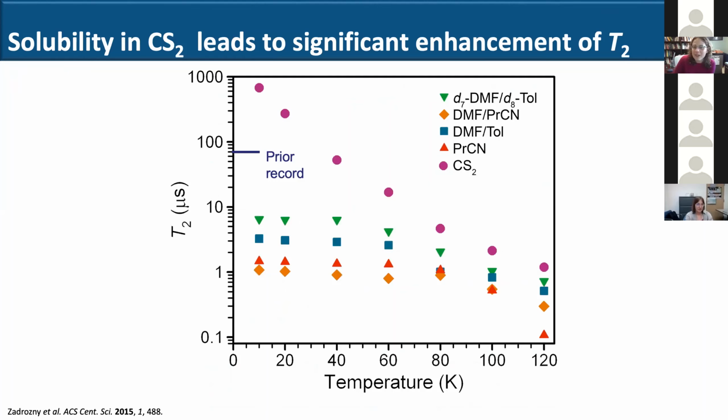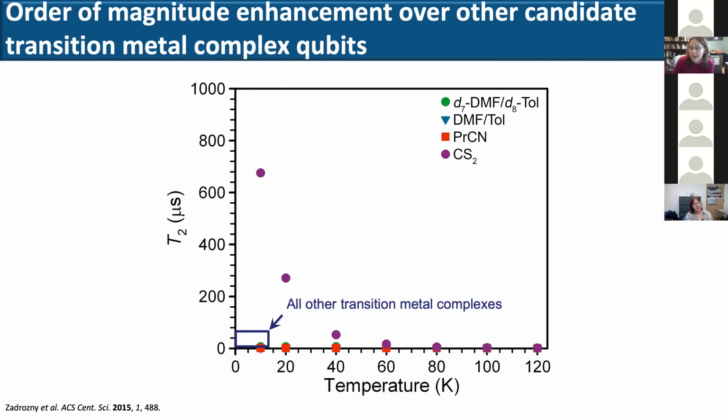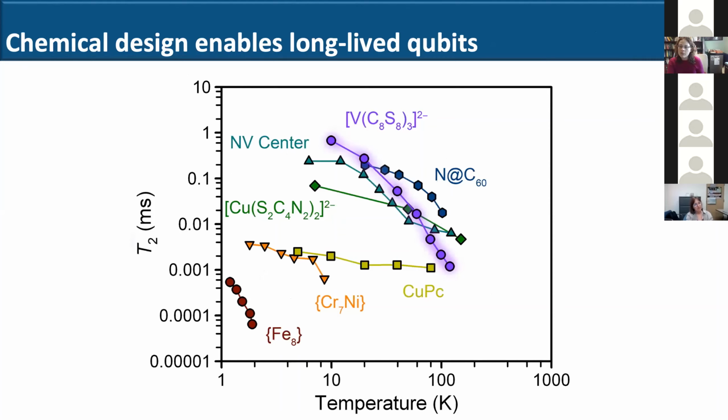Okay, so if we look at this, our molecule in CS2 is in purple. The solvent dependence that I showed you before is there. The prior record is also indicated here. And if you remove the log scale, then it looks like we really accomplished something. But more seriously, if you bring this back to comparison with some of the solid-state candidates like the anionic NV center, you can see that we're comparable.